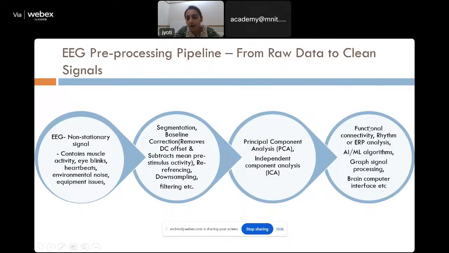So we'll see. The next is, once you have done all the pre-processing, some people work on functional connectivity analysis, where they make functional connectivity networks, and different correlation, coherence and other connectivity measures are applied on the data, and then it is fed to a classifier. The second is rhythm analysis, as I have already mentioned: delta, theta, alpha, beta. Some people divide the EEG data into different bands and then process it. The third type is event related potential analysis, in which you may have heard about P300.